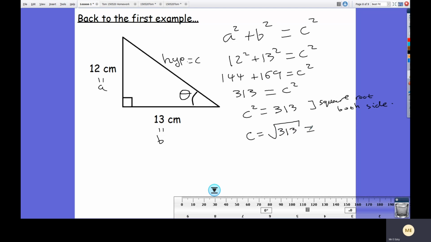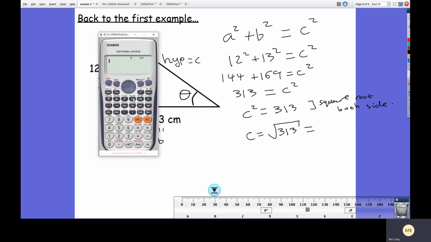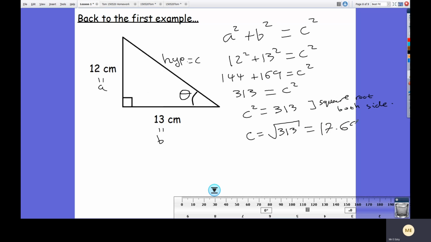If I do that on my calculator, just so you can see, the square root button is there on your Casio calculator. The square root of 313, click equals, SD, I get 17.691 and so on. So I'll say 17.69 centimeters to 2 decimal places. There we go. Quite straightforward, hopefully, to find the hypotenuse.